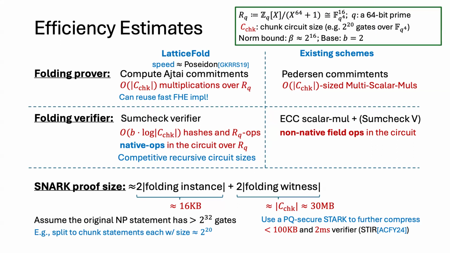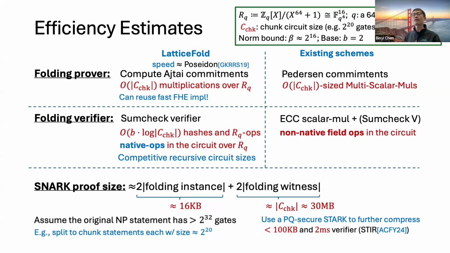I have a question. When you instantiate this with Fiat-Shamir and actually implement it, do you need to rely on this sort of heuristic instantiation of the random oracle? Yes, that's true. We focus on concretely efficient schemes, and almost all existing folding schemes need to rely on this heuristic random oracle assumption, from Nova, Protostar, HyperNova, and LatticeFold. Okay, thanks.